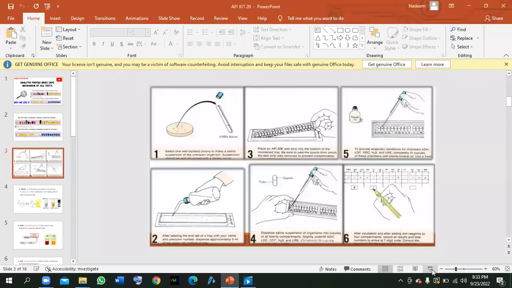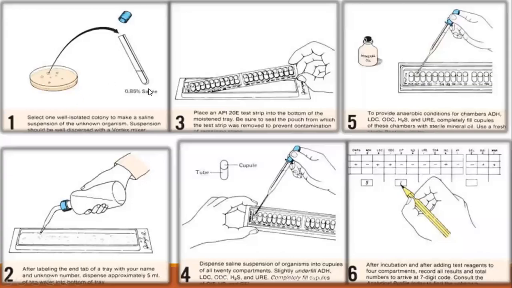Okay, this is the entire technique of how you have to use the API kit and how you have to load it. So just look at the first point. You have to take your inoculum and inoculate it in 0.85 saline. Then you have to vortex it. Vortex means that you have to properly dissolve your bacteria in that water.